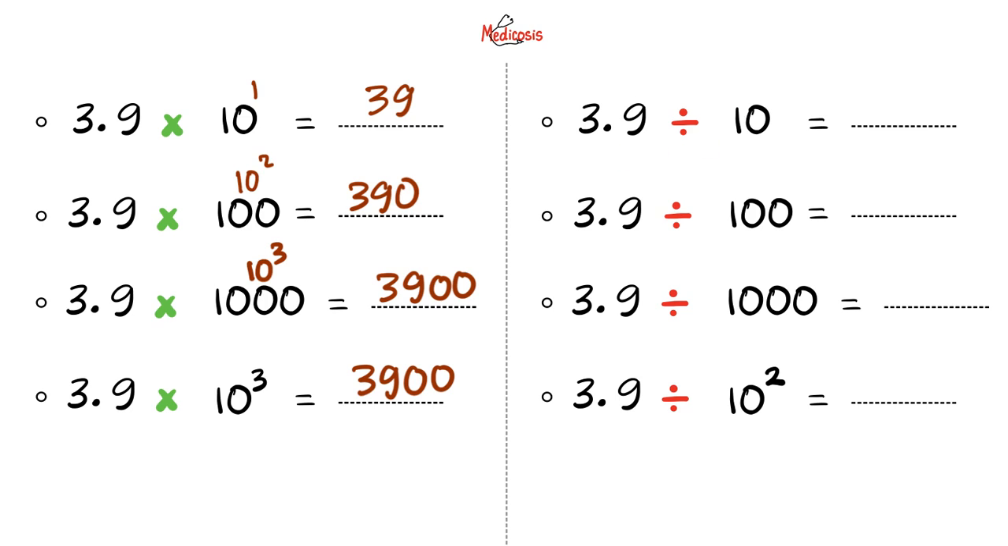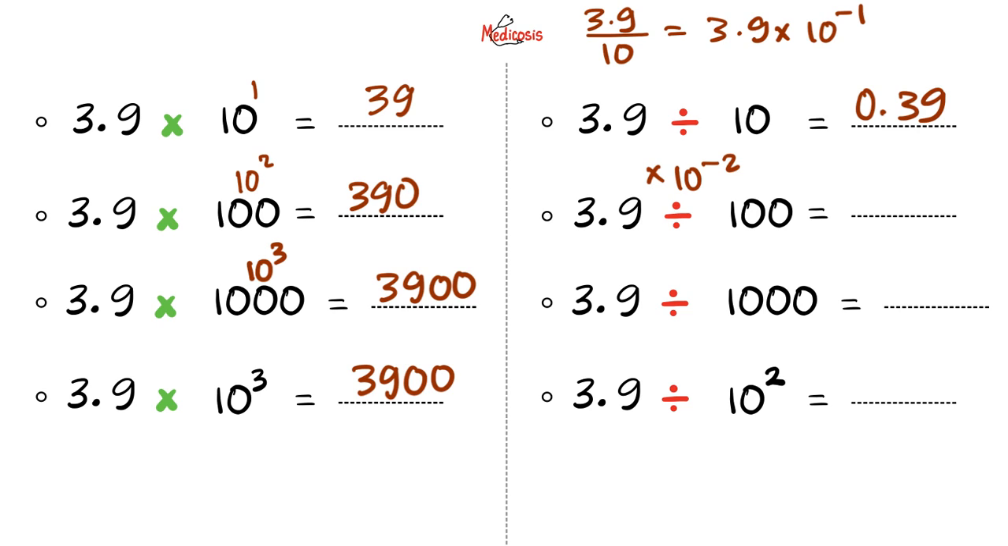Let's talk about division. 3.9 divided by a 10. When you divide by a 10, it's as if you're multiplying by 10 power negative 1. And when the exponent is negative, or when you're dividing by 10, you shift the decimal backwards to the left. And this is going to become 0.39 because I took that decimal and I shifted that to the left only once.